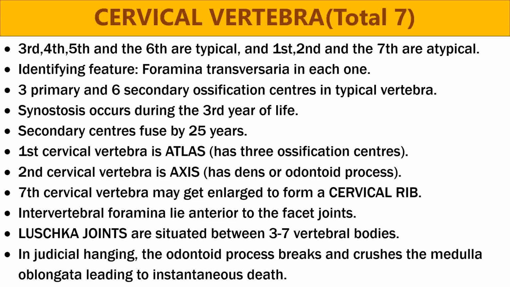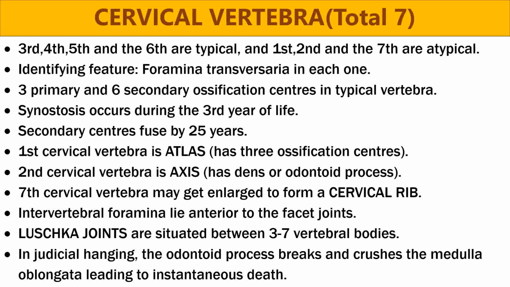The first cervical vertebra is called the atlas. The atlas ossifies from 3 ossification centers. These appear during the 7th week of intrauterine life and unite posteriorly at about 3 years of life. The second cervical vertebra is called the axis. The axis vertebra is identified by the presence of the dens or odontoid process projecting upward from the body.